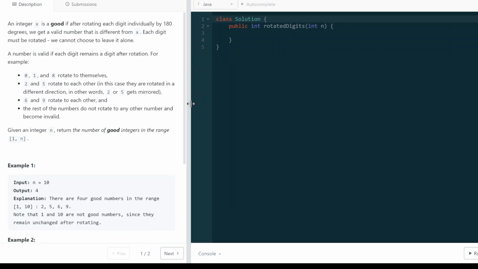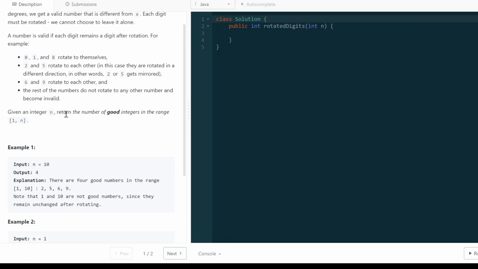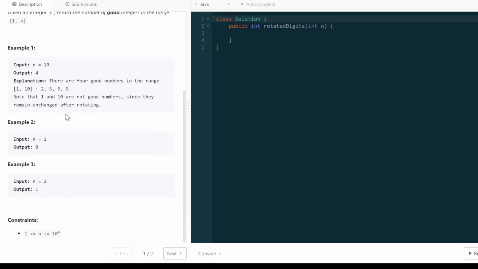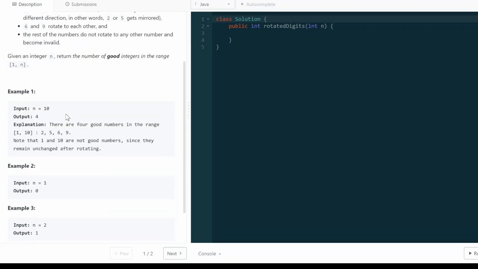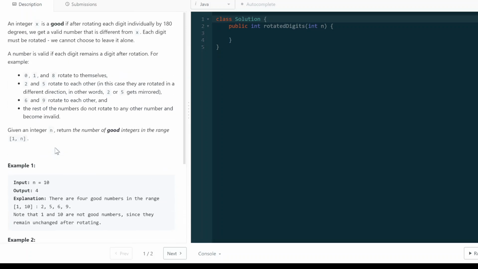Okay. 2 and 5 basically get mirrored. So 2 becomes 5, 5 becomes 2. 6 and 9, that's fine too, because 6 becomes 9, they rotate to each other. And these rotate in a different direction. In other words, 2 or 5 gets mirrored. The rest of the numbers do not rotate. Any other number becomes invalid.